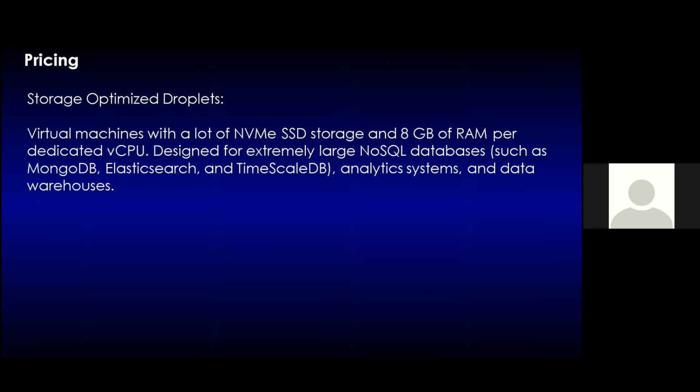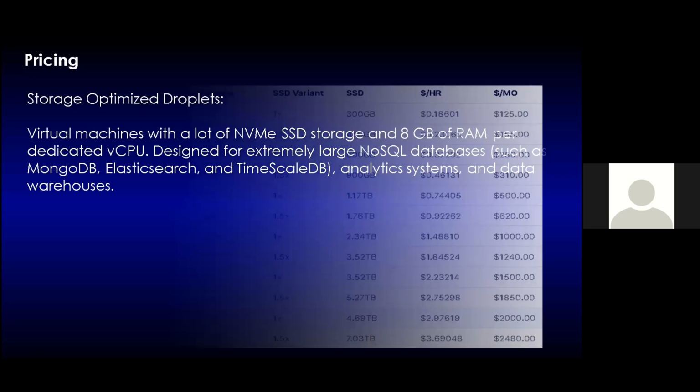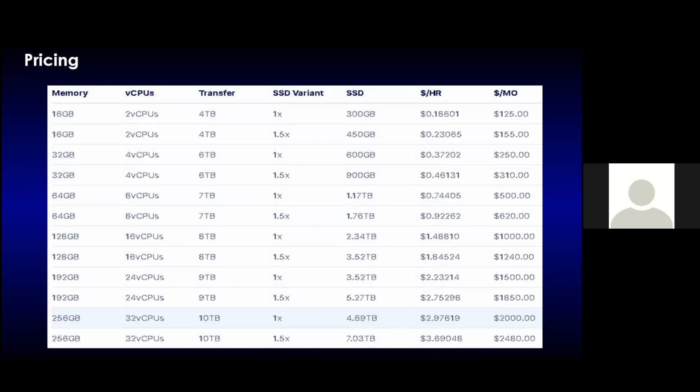Storage optimized droplets. Virtual machine with a lot of NVMe SSD storage and 8 GB of RAM per dedicated vCPU, designed for extremely large NoSQL databases such as MongoDB, Elasticsearch, and Timescale DB, analytic systems, and data warehouses. And also, this is the pricing for storage optimized droplets.